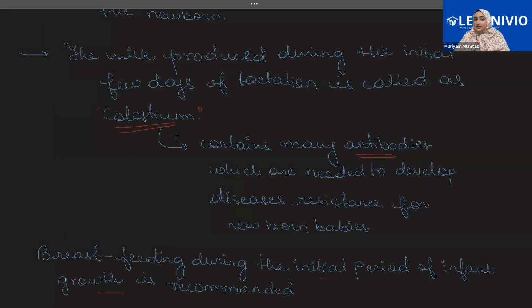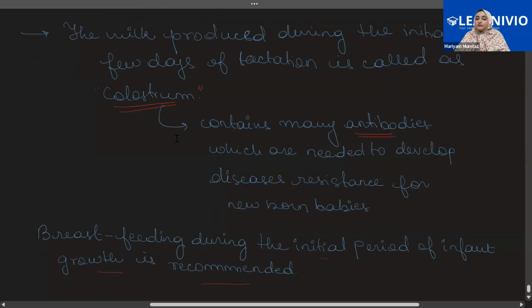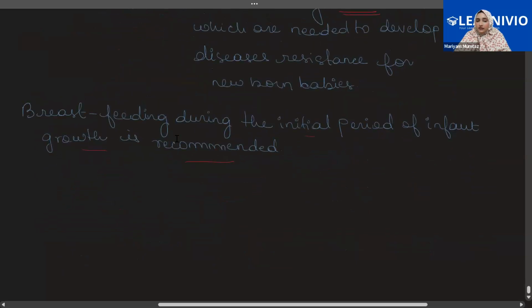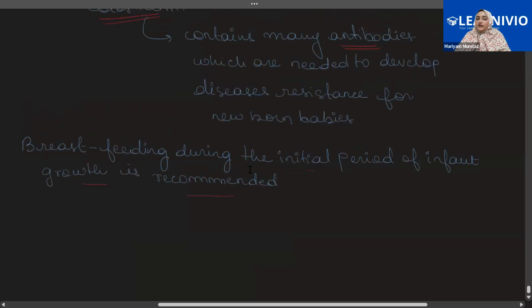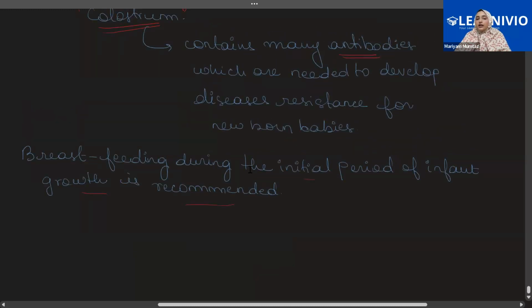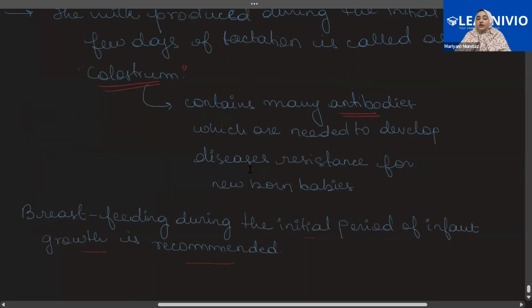You people have studied this in that chapter. Which chapter? Human health and diseases. So this is what it is. Now, breastfeeding during the initial period of infant growth is recommended. Obviously, for the first 6 months it's very important so that the child can get the necessary amounts of nutrients. Clear, students?